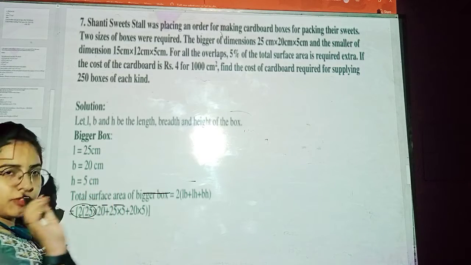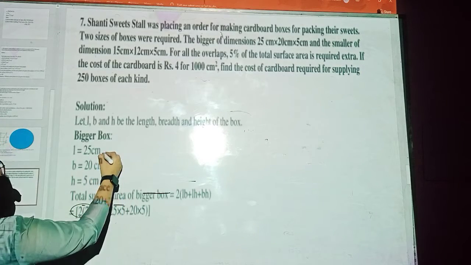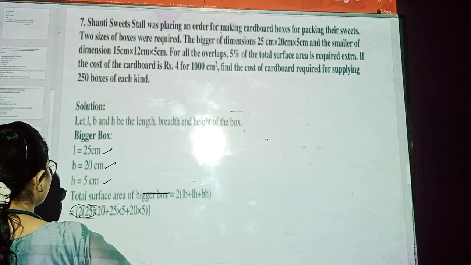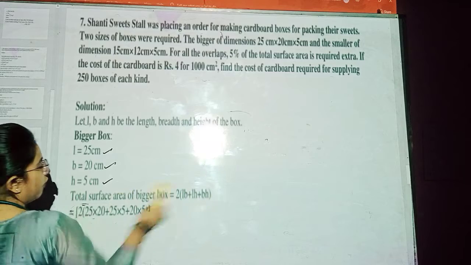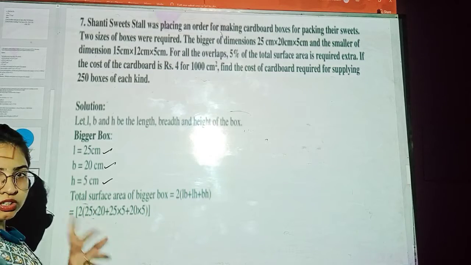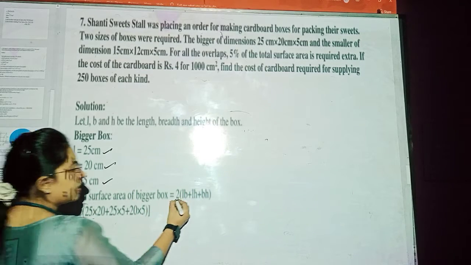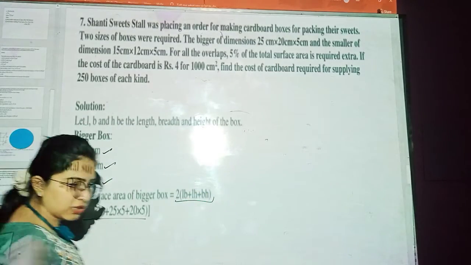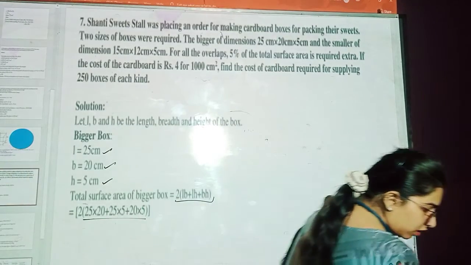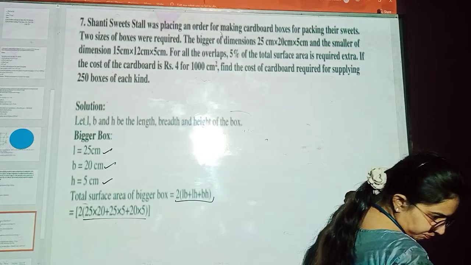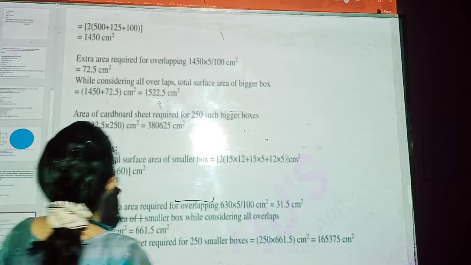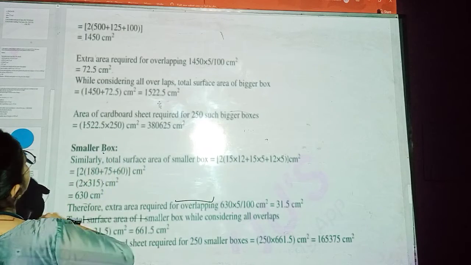So how will we do it, students? Very simple. Length, breadth and height are given to you. So you have to find the total surface area of the bigger box. What will be the total surface area? 2 into (LB plus BH plus HL) only. Just put the values and solve it, right? After solving, you will get the answer 1450. Okay, 1450.